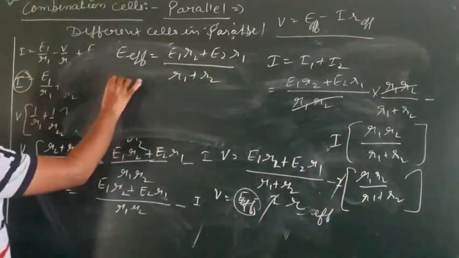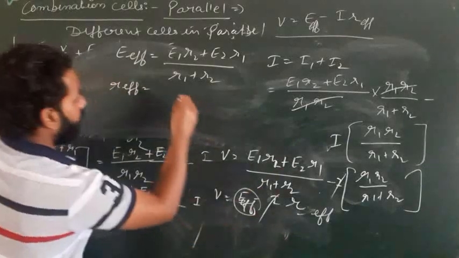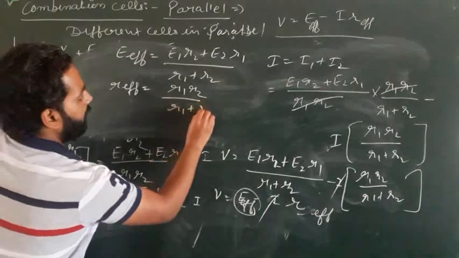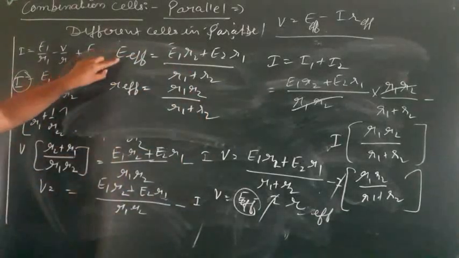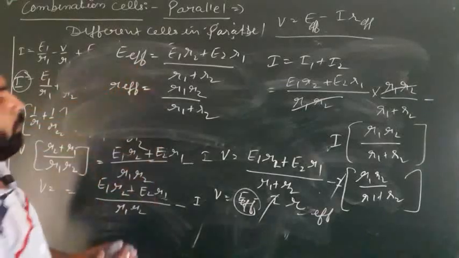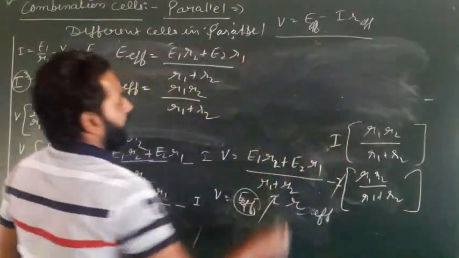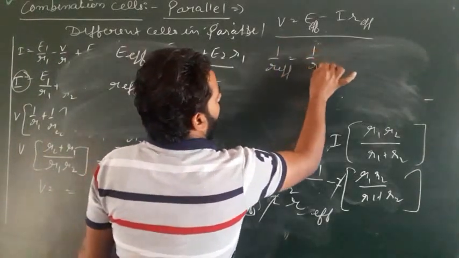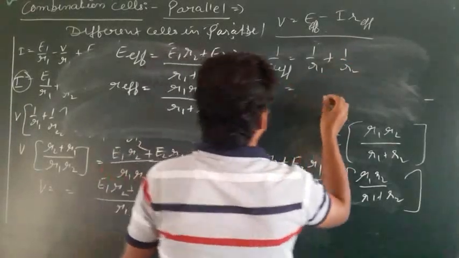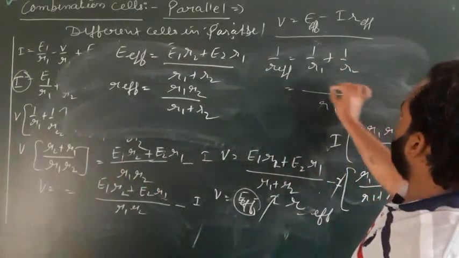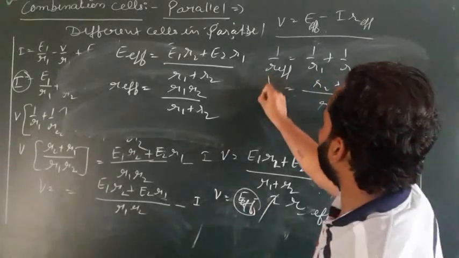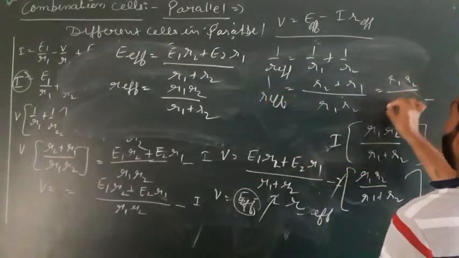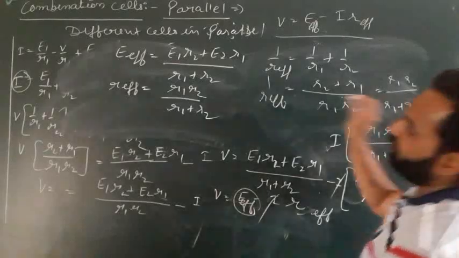And what is R effective? R effective comes out to be R1 R2 divided by R1 plus R2. So this is your E effective and this is your R effective. You can also check that the two cells are connected in parallel, so their net resistance, R effective, is given by 1 upon R1 plus 1 upon R2. Their LCM comes out to be R1 R2, and the numerator comes out to be R2 plus R1. So this is the value of 1 upon R effective. When we take the reciprocal of that term, it becomes R1 R2 divided by R1 plus R2. So this is your final result.